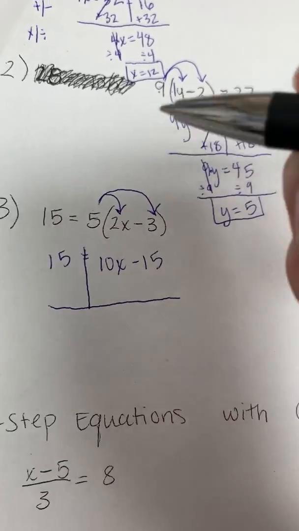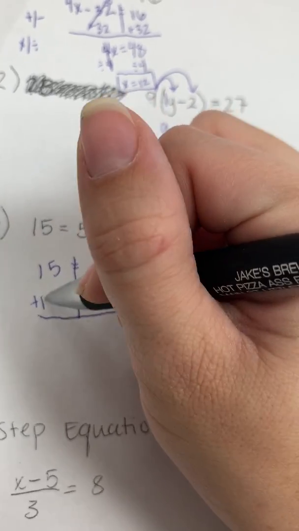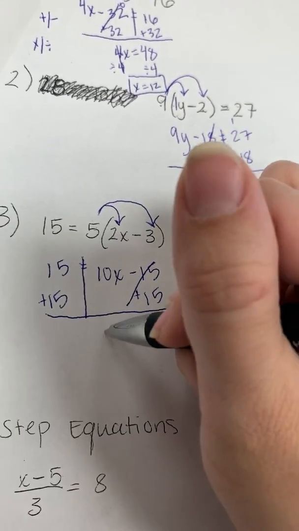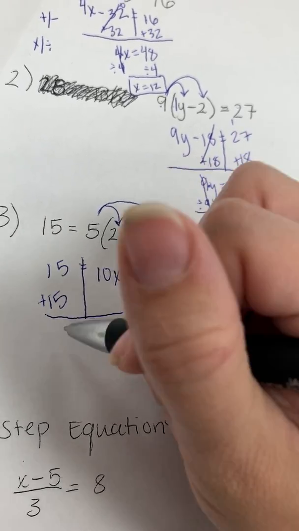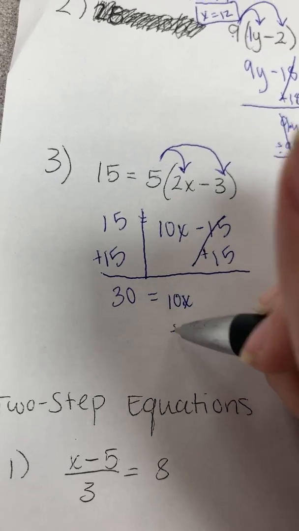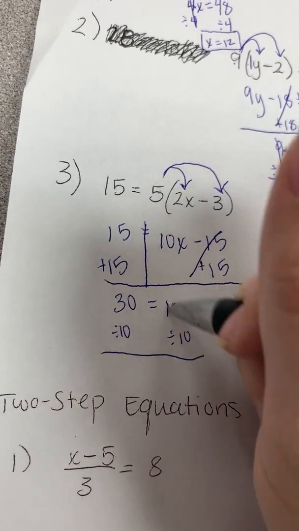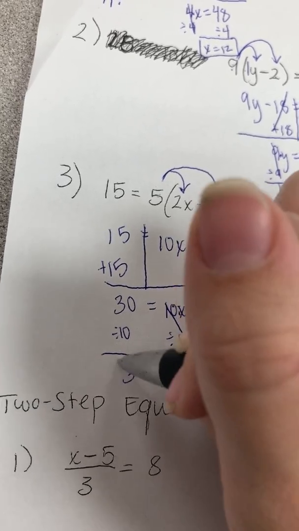The variables on this side, I'm going to start with my subtraction first. I'm going to add 15. I'm going to add 15. And I get 10x equals 30. This means multiply. So I'm going to divide by 10. Divide by 10. X equals 3.